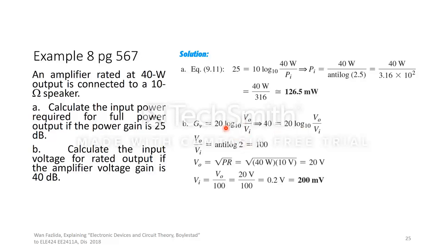Part B gives you the input voltage, V out over V in, and the formula is times 20. And from this formula, again, we use the fact that P equals voltage times current. So V out is equal to the square root of P times R, giving you an input voltage of 200 millivolts. Okay, so this is just allowing you to play with the expressions for gains in decibels.